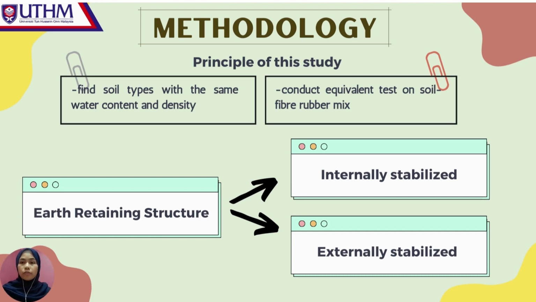There are two principles of this study. The first one is to find soil type with the same water content and density. Second, conduct equivalent tests on soil fiber rubber mix. The purpose of a retaining structure is to reinforce and stabilize some material. According to the load support mechanism, a retaining structure can be divided into two broad categories. The first one is internally stabilized and the second one is externally stabilized.